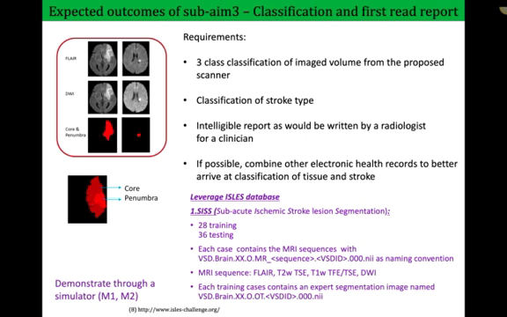The outcome of sub aim 3, like you would have guessed, is the classification in the first aid report. To this end, it could leverage the ISLES dataset, ISLES database that's public and also shown in one of the references here, which has 28 training and 36 testing, with the ground truth also available to you. One of the desirable characteristics could also be the combination of electronic health records to arrive better at classification of both the tissue and stroke.